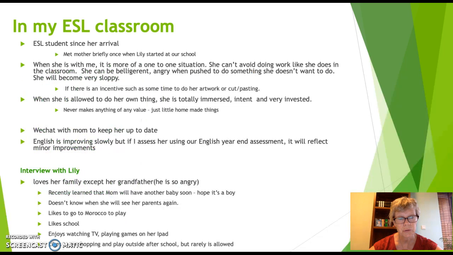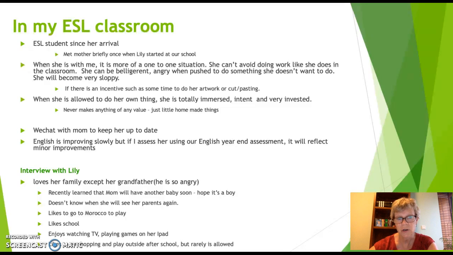So in my classroom, I have met her mother briefly once when Lily arrived at our school last year, but since then, my only communication with her has been through WeChat. When Lily is with me, it's more of a one-to-one situation. So she can't really avoid doing work and wandering around the classroom.